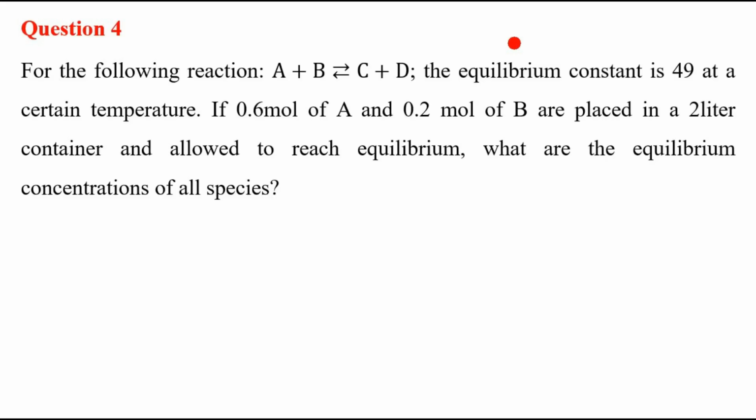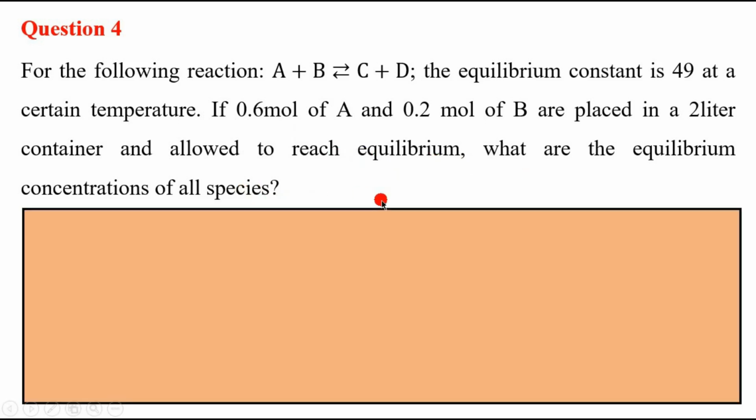Question 4 is saying that for the following reaction A plus B, which gives C plus D, the equilibrium constant is 49 at a certain temperature. Now they are changing the number of moles. It is the same as the previous equation, but here they are changing the number of moles. They are saying 0.6 mole of A and 0.2 mole of B are placed in a 2-liter container and allowed to reach equilibrium. They are asking what is the equilibrium concentration of all species.